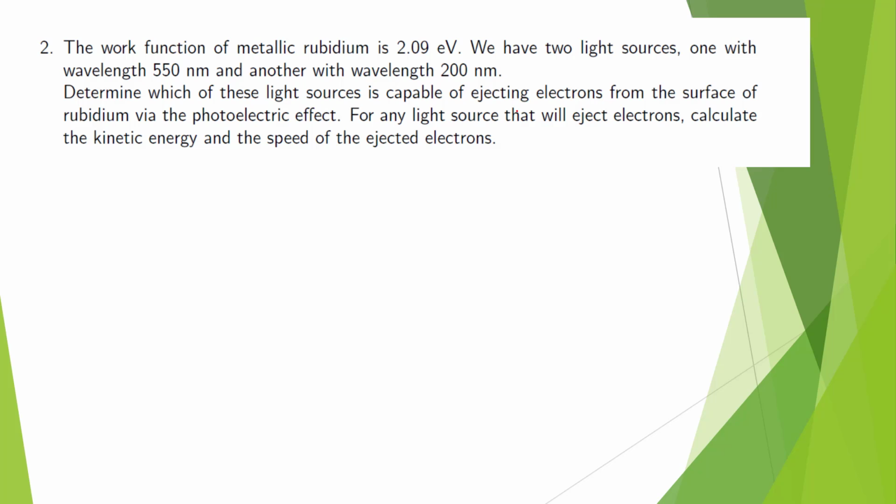We're asked to calculate the kinetic energy and speed of the ejected electrons. So we're looking for kinetic energy and speed. We know that kinetic energy in terms of work function and wavelength can be solved using this equation. We're going to take Planck's constant times the speed of light divided by wavelength, minus the value of the work function.